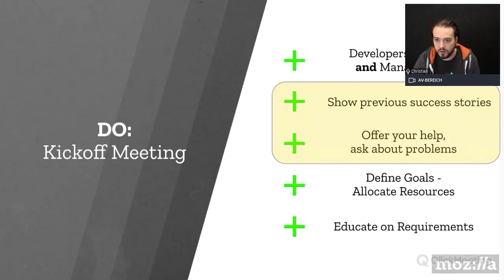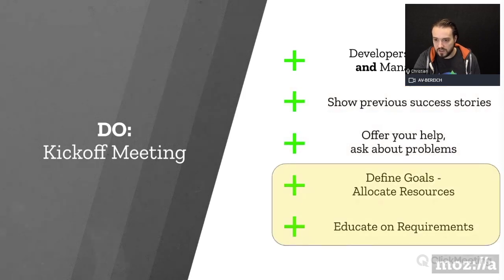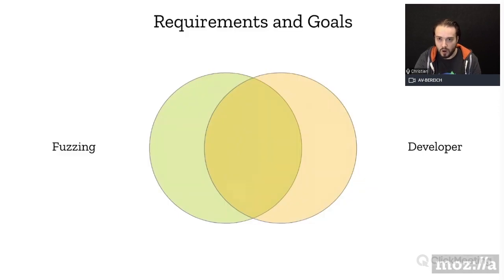So these two here, the previous success stories and offering help, are primarily here to avoid defensive behavior in that particular meeting, while these latter two can actually help you to avoid conflicts later on during deployment or during operations. And when we talk about requirements and goals, as I mentioned earlier, usually there is an overlap between what developers want and what fuzzing wants or needs.